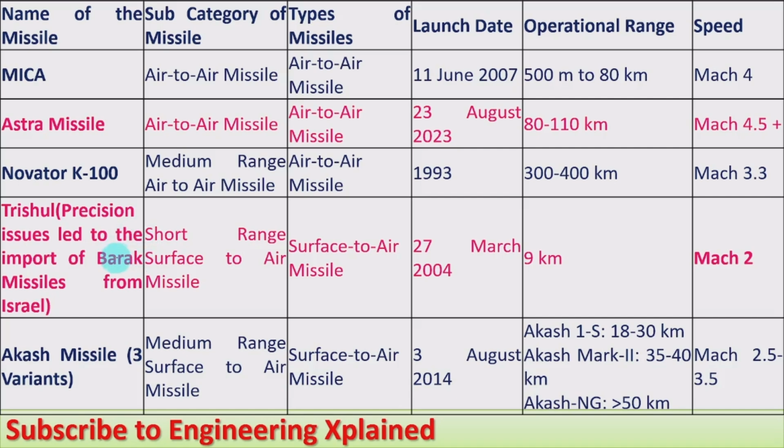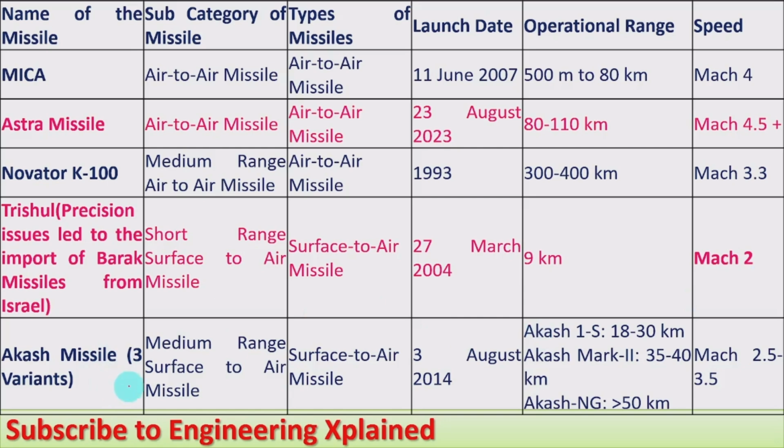Trishul, precision issues led to the import of the Barak missiles from Israel. Short range surface to air missile. Surface to air missile, it is launched on 27th March 2004. Its operational range is 9 km and its speed is Mach 2.